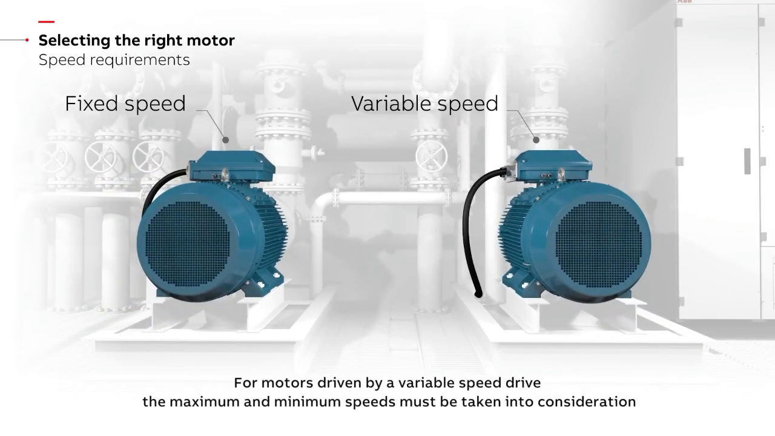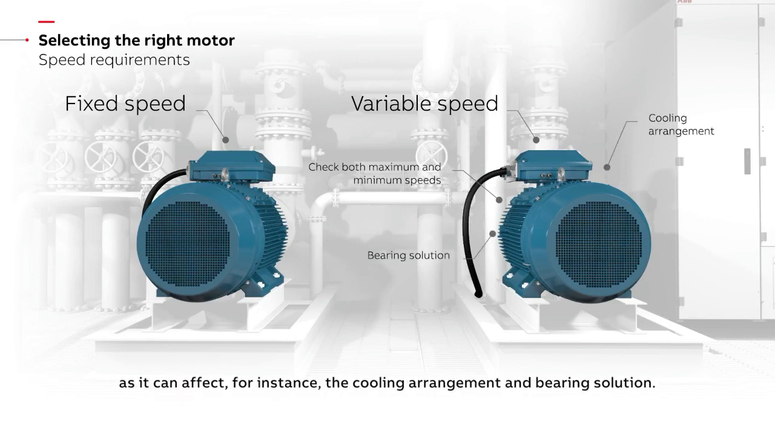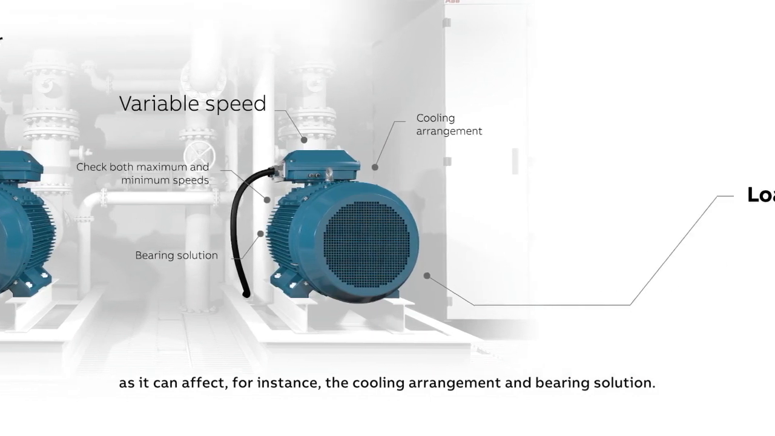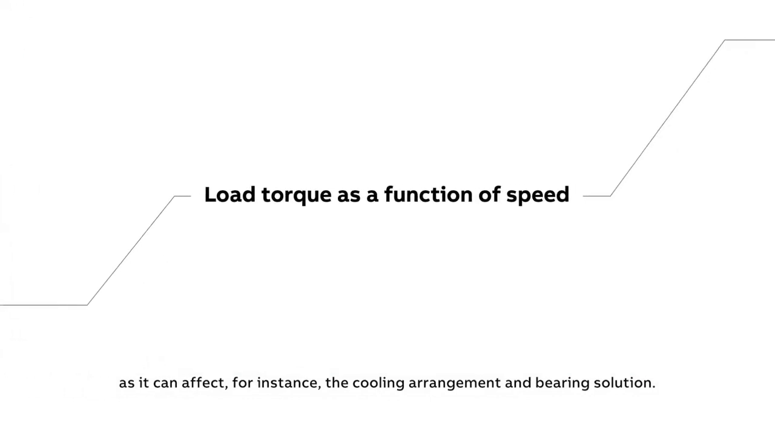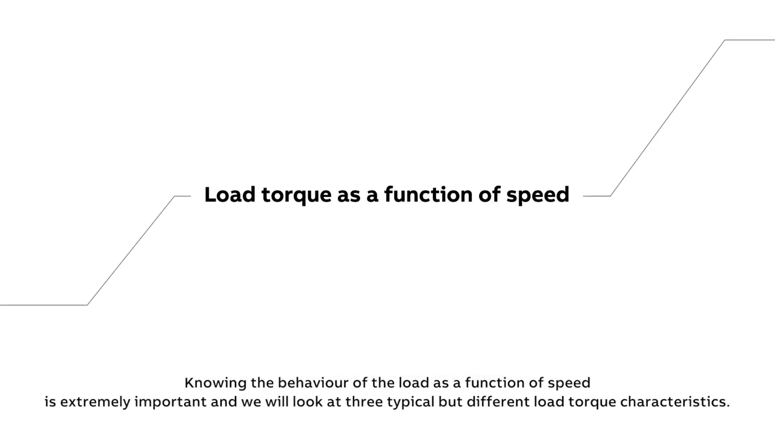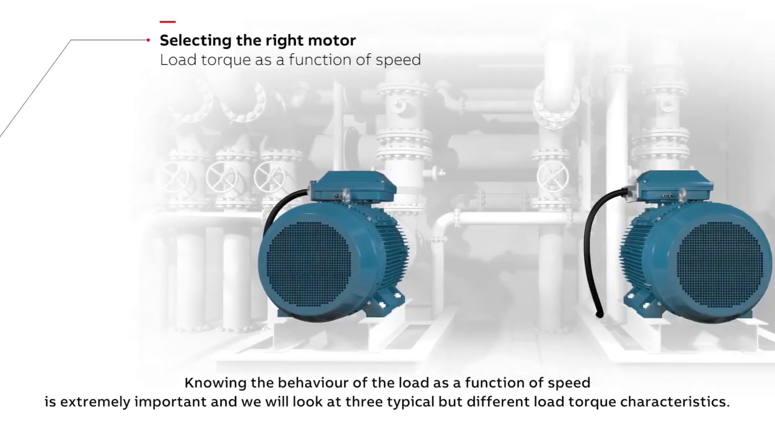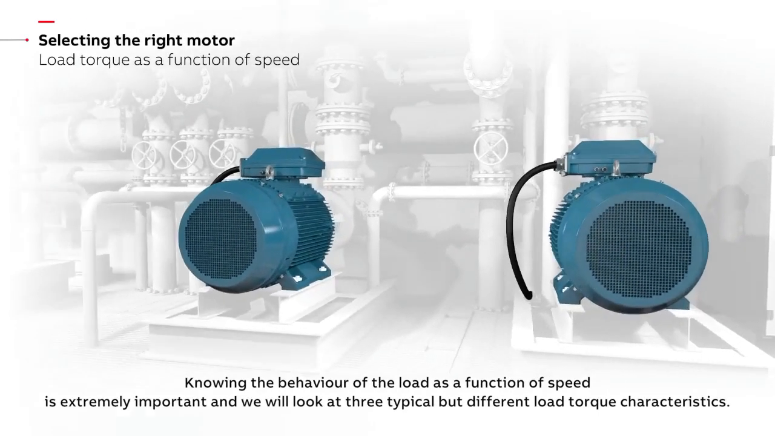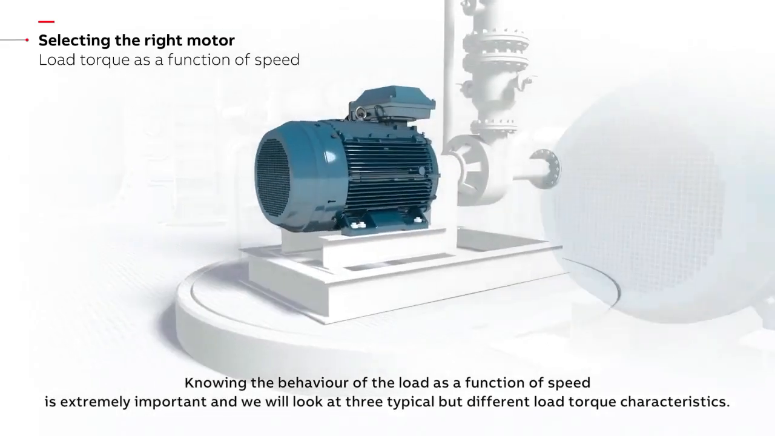For motors driven by a variable speed drive, the maximum and minimum speeds must be taken into consideration, as it can affect, for instance, the cooling arrangement and bearing solution. Knowing the behavior of the load as a function of speed is extremely important, and we will look at 3 typical but different load torque characteristics.